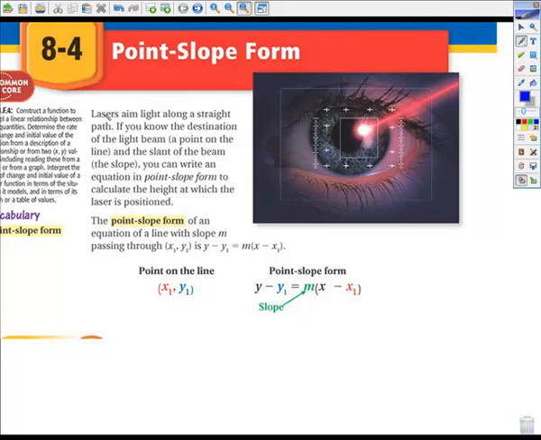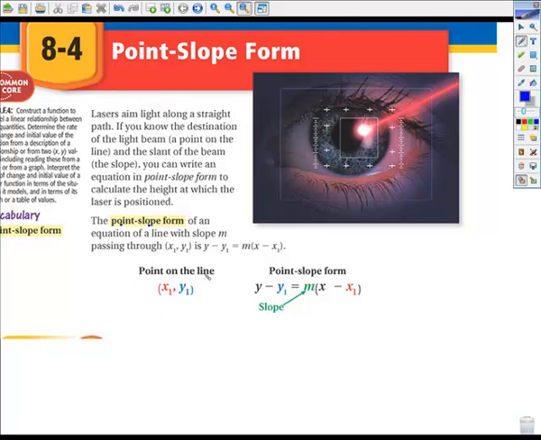Lesson 8.4 is point slope form, and really it's just another way to write the equation of a line. We've had slope intercept form, which was y equals mx plus b. We had standard form, which was ax plus by equals c. And now we have point slope form. And just like the title, you need a point and you need a slope. The line has to go through a certain point and have a certain slope.